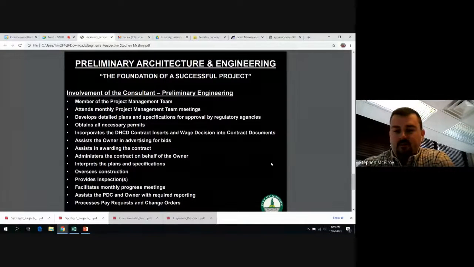They will assist the owner, of course, in advertising the project for bids to get a contractor on board, review the contractor, and make a recommendation for awarding to that contractor, and assist in awarding the contract. They administer the contract on behalf of the owner, interpret the plans and specifications. Of course, they oversee construction, provide the necessary inspections, and they may assist the local PDC or the owner with the required reporting based on the funding that is obtained. And of course, they're there to process pay requests and change orders.